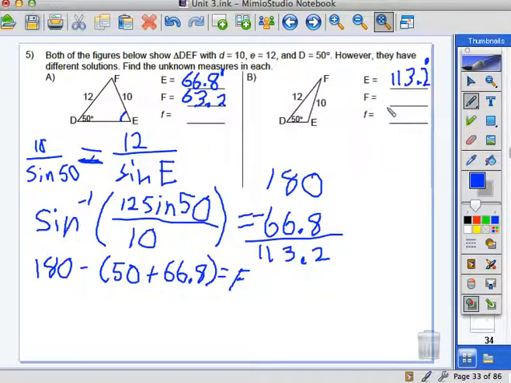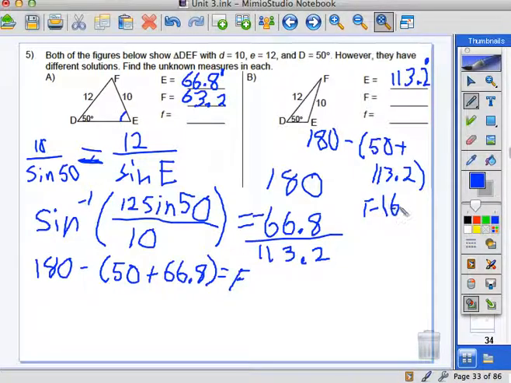And then over here to find the measurement of angle F, same kind of thing, except I'm not going to use this 66.8. I'll use 180 minus the combination of 50 plus my angle measurement here, 113.2. And that tells me that this time angle F is approximately 16.8.